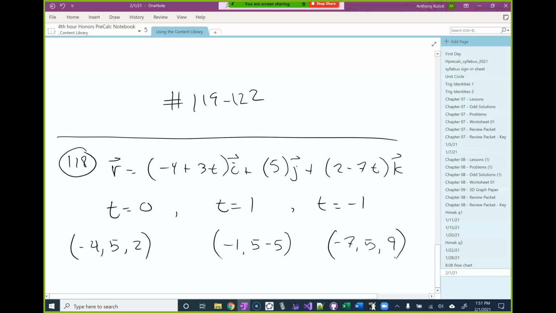Yeah. So if they're in that linear combination form, it doesn't really make any difference. You're just plugging the value in for t, and the i coefficient gives you the x component, the j coefficient gives you the y component, and the k coefficient gives you the z component. Yeah, no problem.